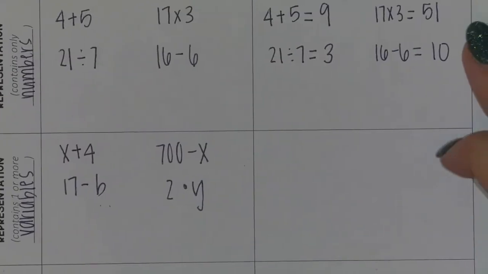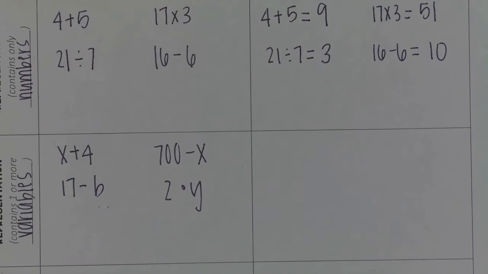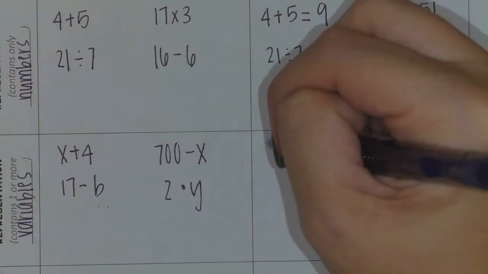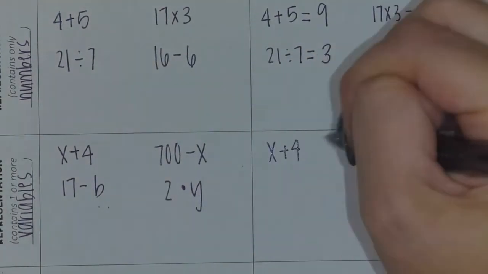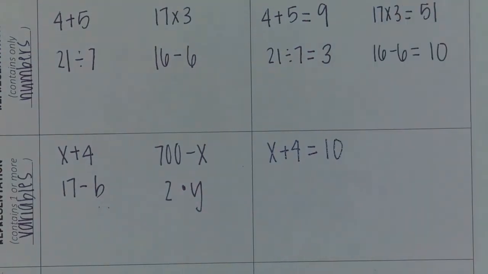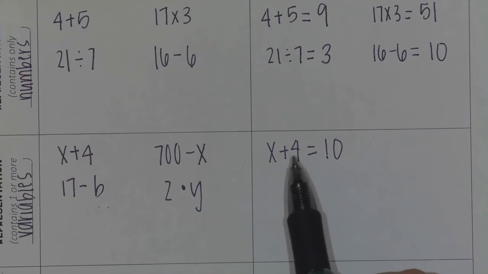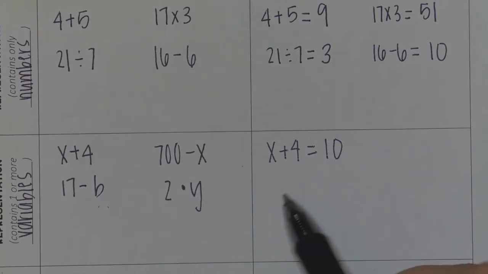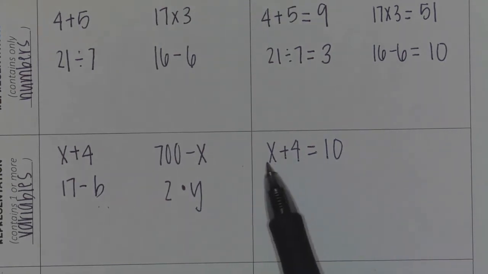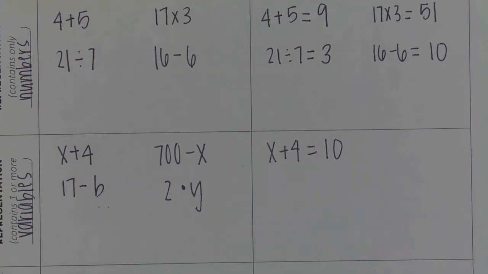So now let's take these and turn these into equations. So again, equations have equal signs. So I could say that x plus 4 equals 10. So the way that we would solve for this variable is: what number, if I add 4 to it, would give me 10? Well, that would be 6 plus 4 equals 10.